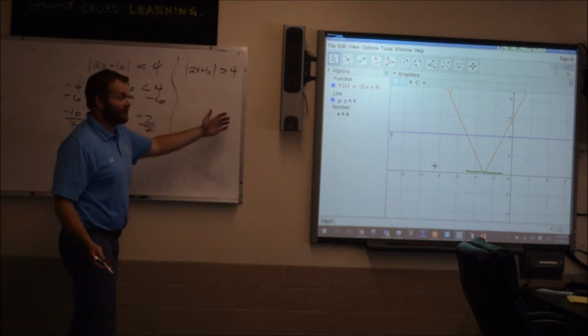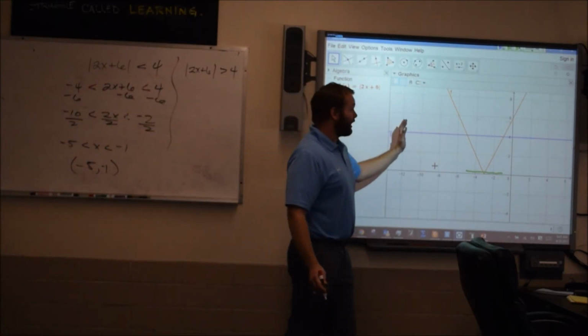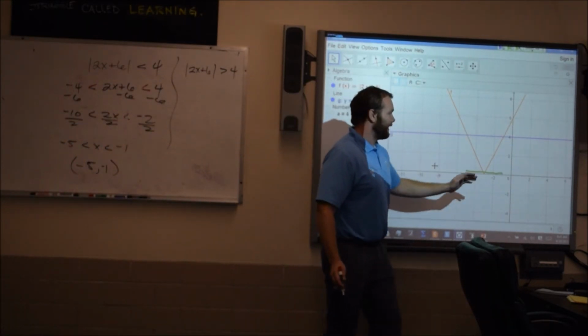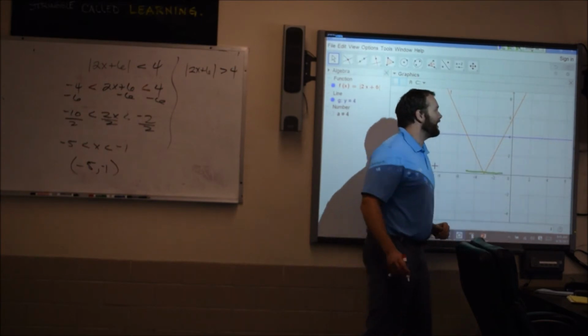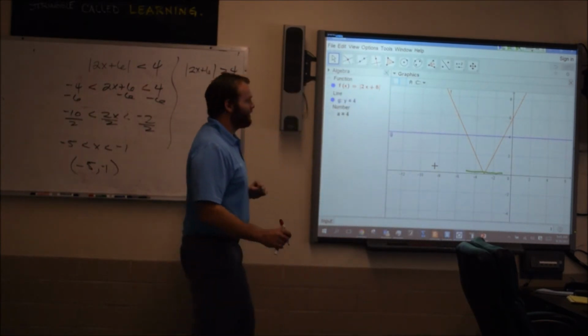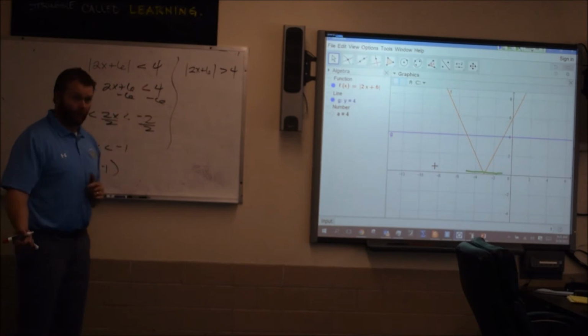So here we should be able to say from negative infinity up to -5, and from -1 all the way to positive infinity is where the orange one is greater than 4, right?